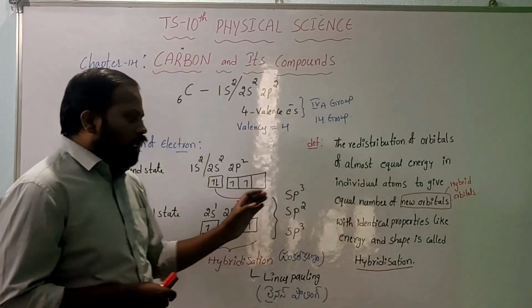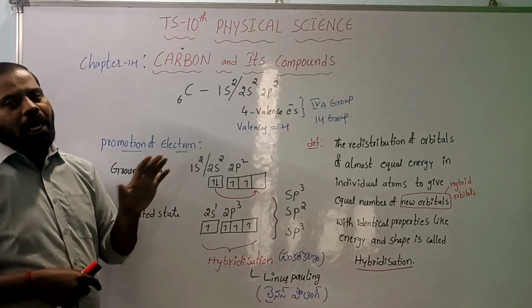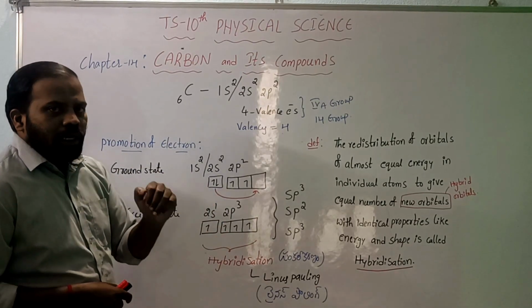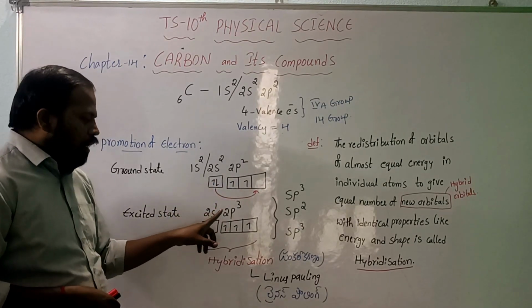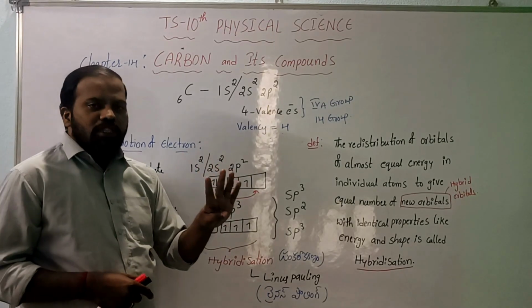For this formation, the situation that occurs in carbon is the promotion of an electron. Due to this, it is forming the 4 single electrons. In the ground state, actually, there are only 2 electrons. Here it will form only 2 bonds. Due to this excited state, promotion of electron, it will show the 4 single electrons.